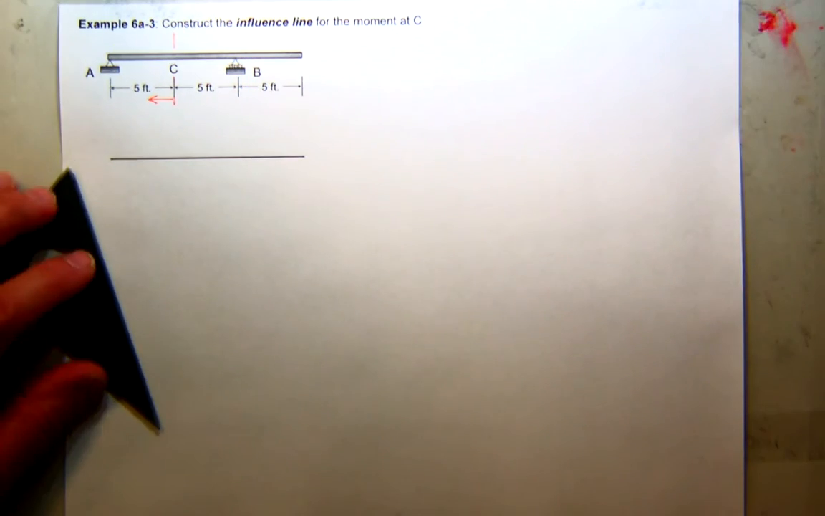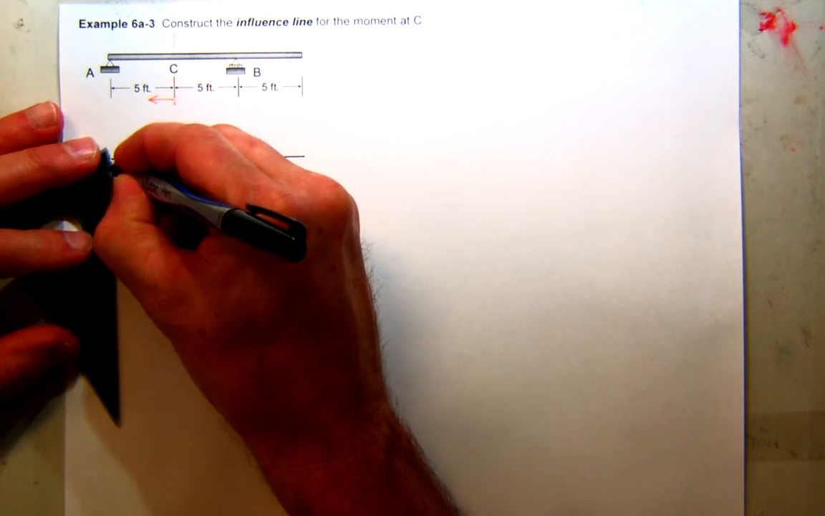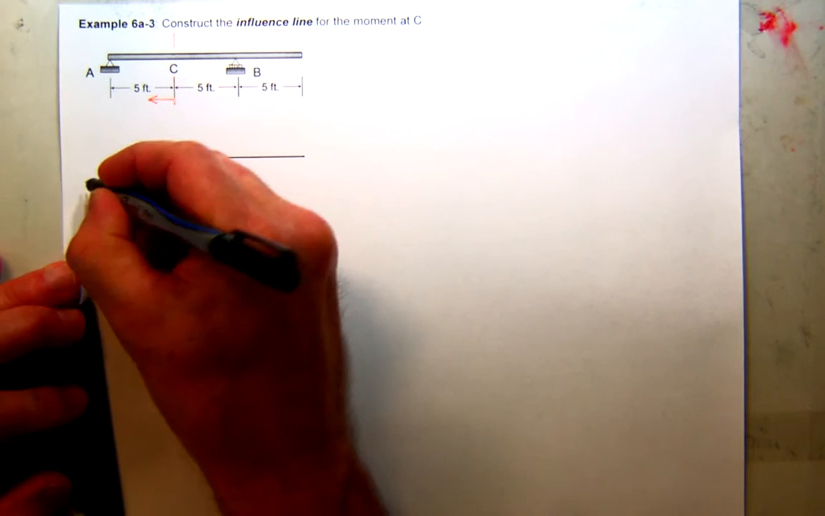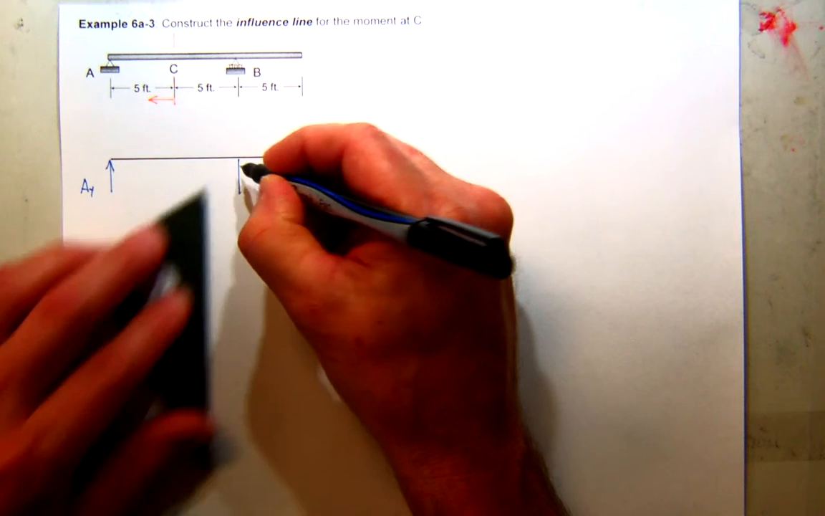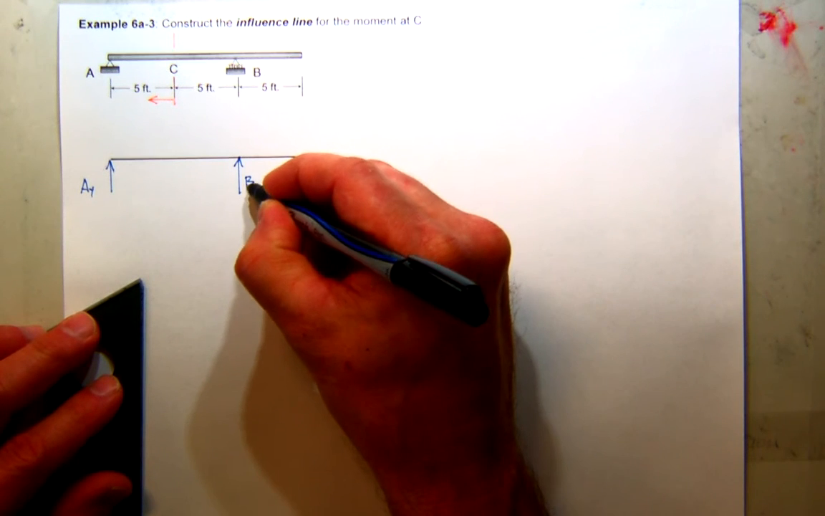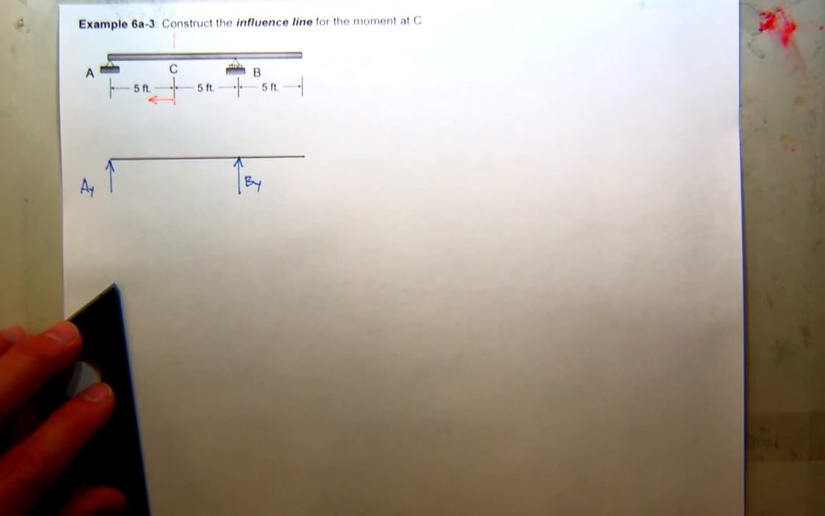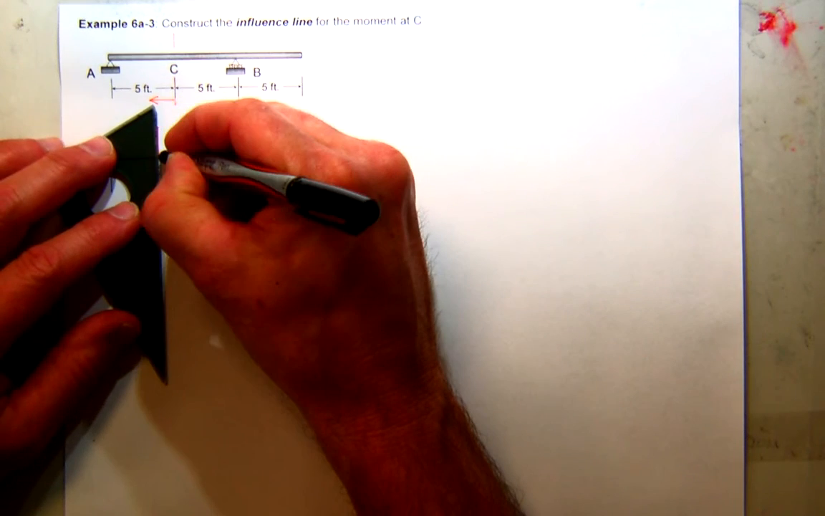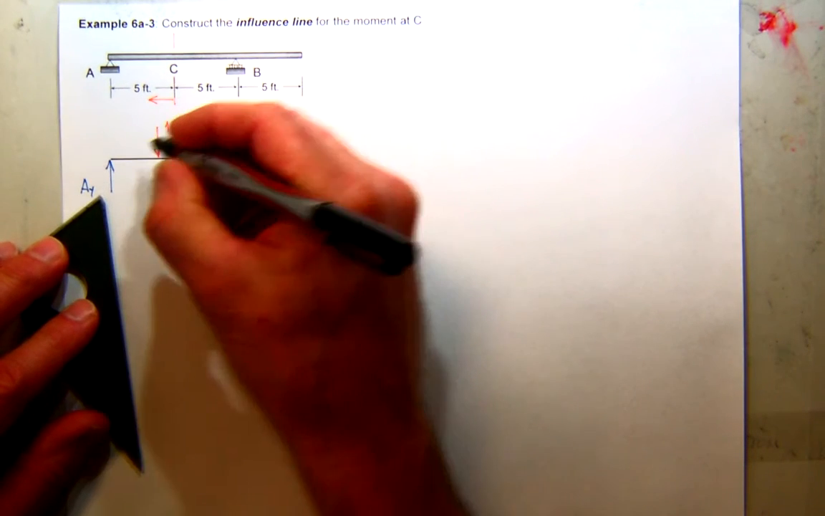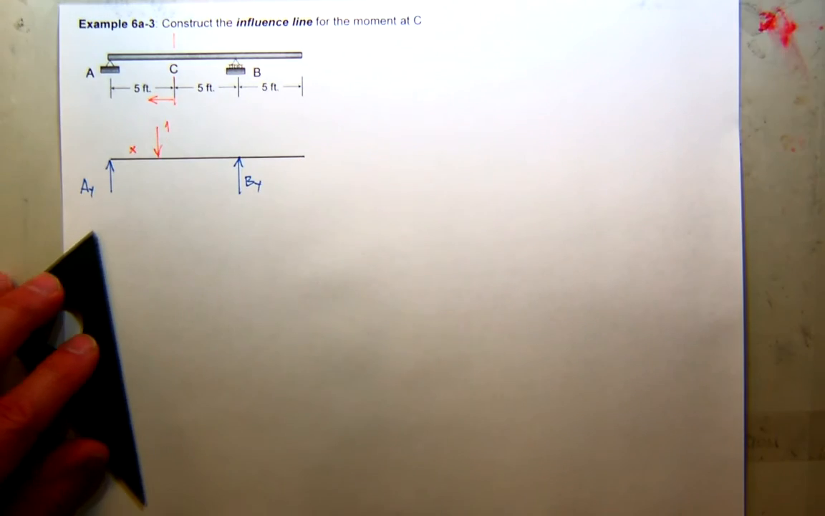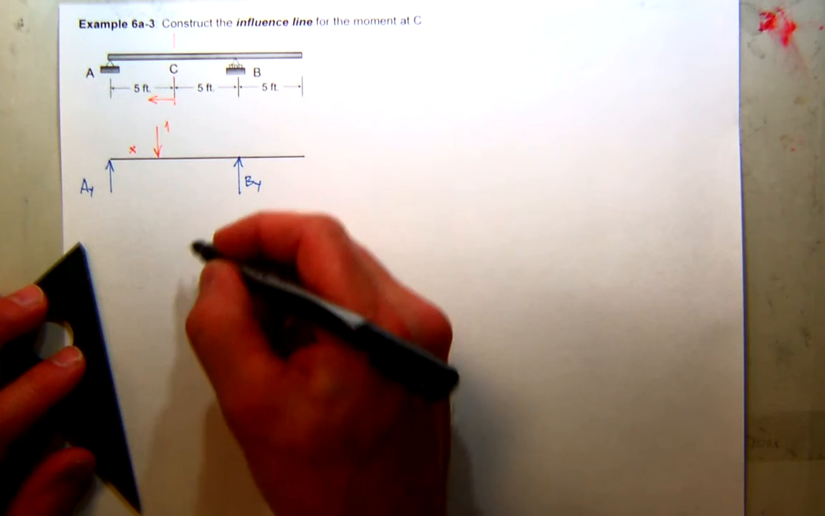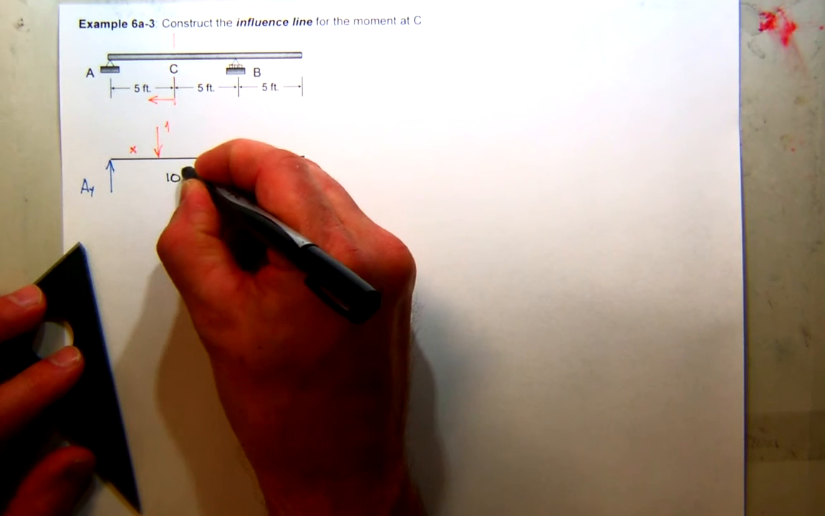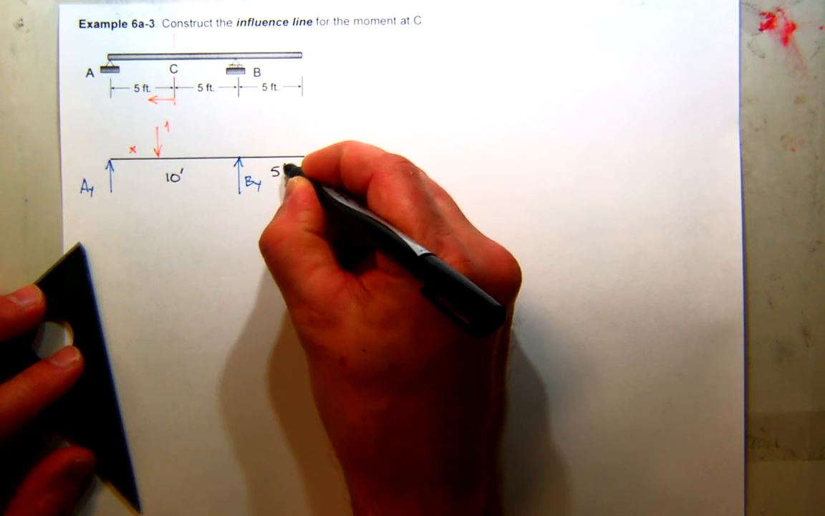So I'm going to draw my free body. I'm going to assume a reaction at A and one at B. And I'm going to imagine my unit load at some position X along the beam. And I want to find AY. Let me put these dimensions here. This is 10 feet and 5 feet.